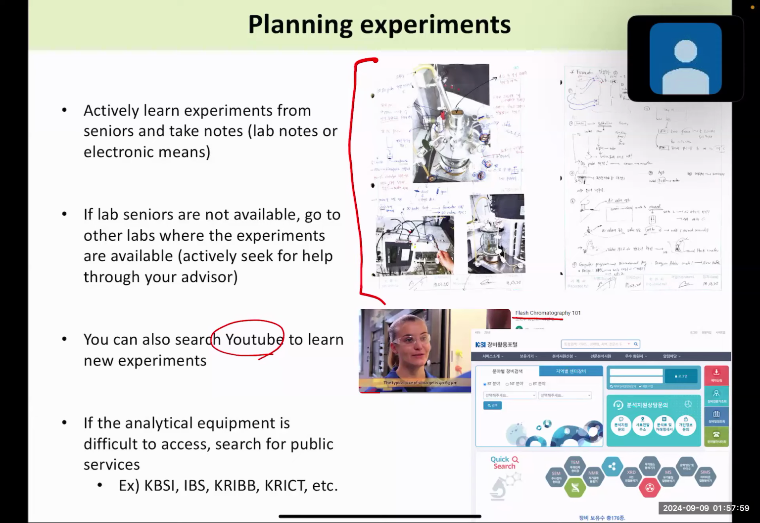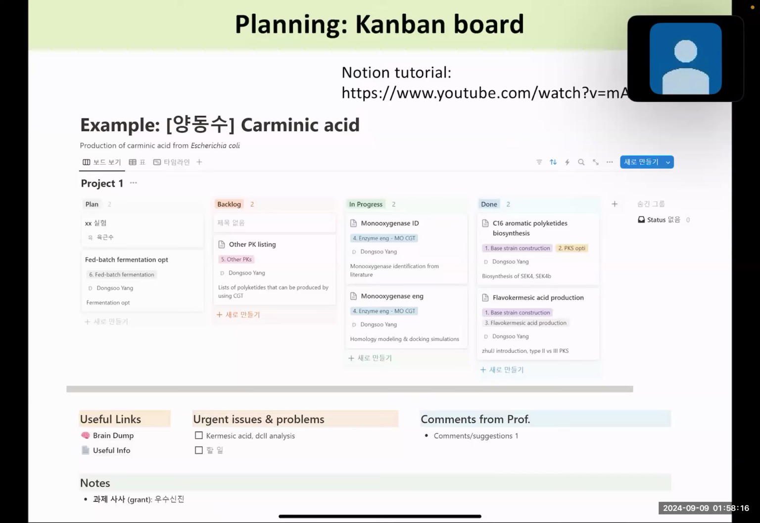And if the analytical equipment is difficult to access because it's very expensive, it's very rare, then you can search for some public services such as KBSI, IBS, CRIPT, and etc. And I'd like to also introduce you to Kanban board. So Kanban board is a very efficient tool for writing down the progress and also setting up experimental plans.